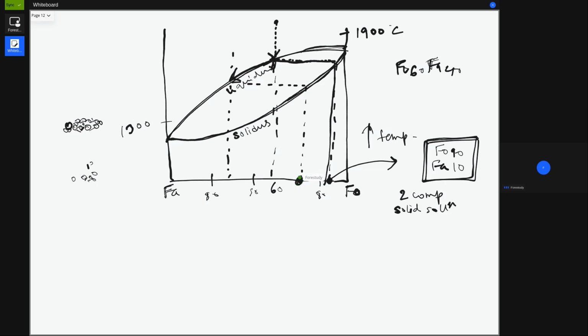Say Forsterite 70, Fayalite 30. Whereas the melt composition will be, say, Fayalite 70, Forsterite 30. Just the opposite. Fine. Then again it will come here like this. It will come here and here and here.